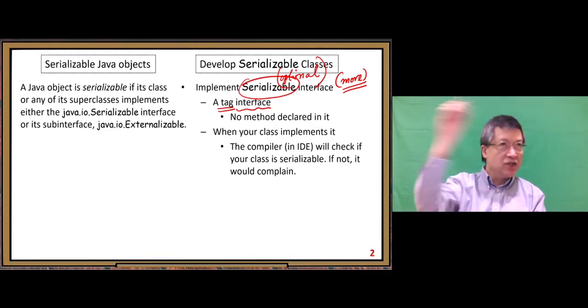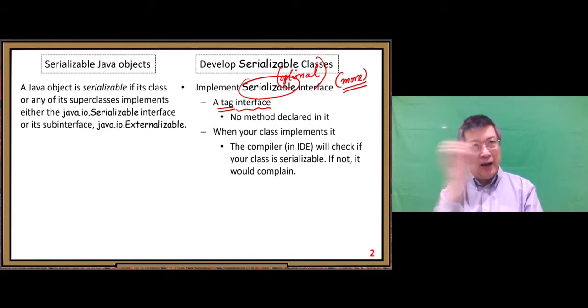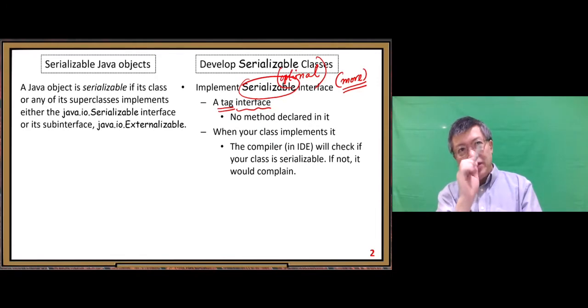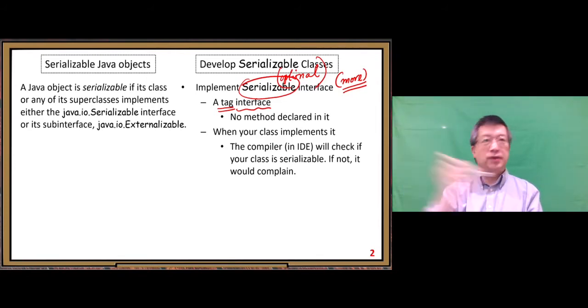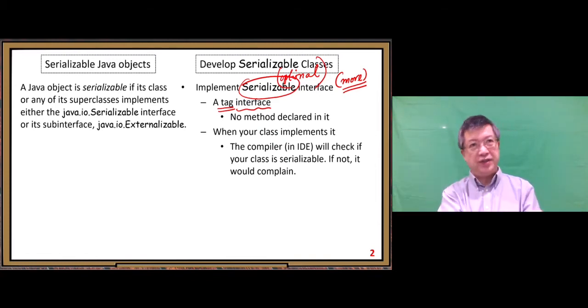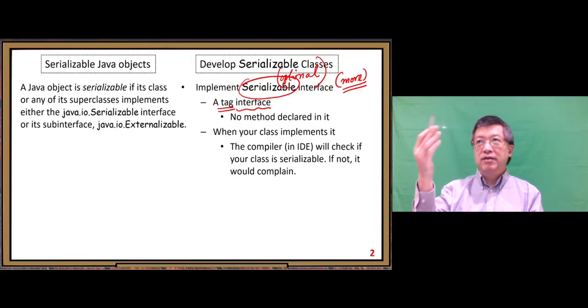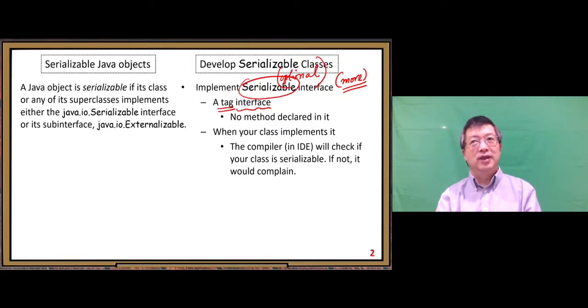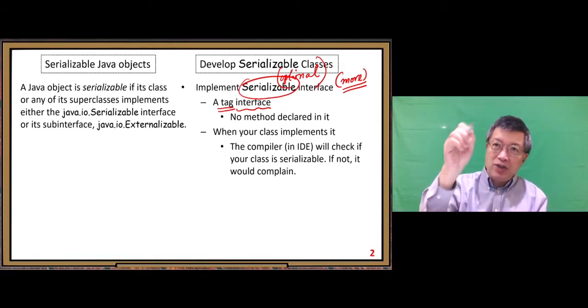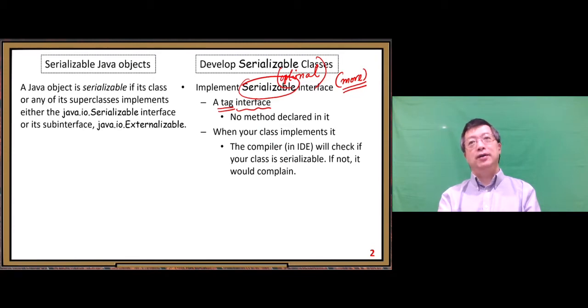So the compiler does the routine check line by line. If any line could cause something unserializable, it will complain. This line makes your class not serializable. You have to fix it. Otherwise, your class cannot get compiled. That kind of complaint. That's the consequence of using the Serializable tag.